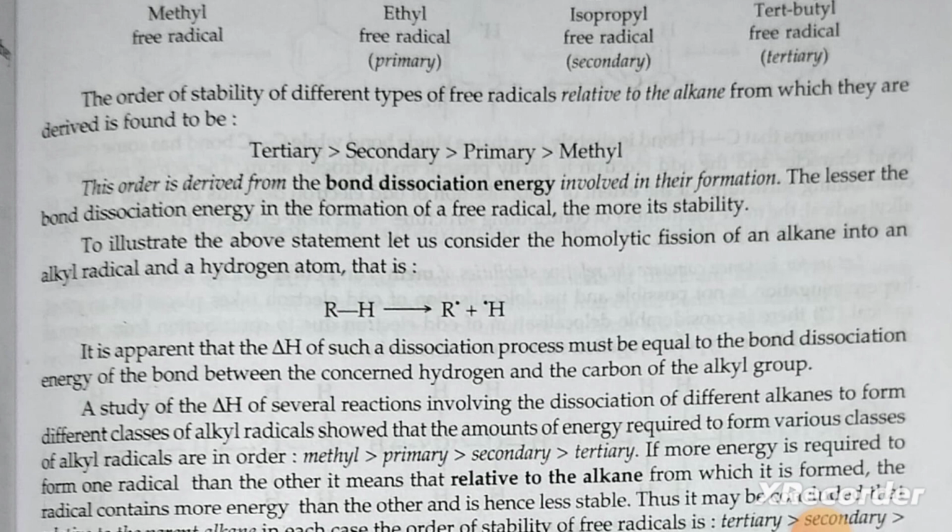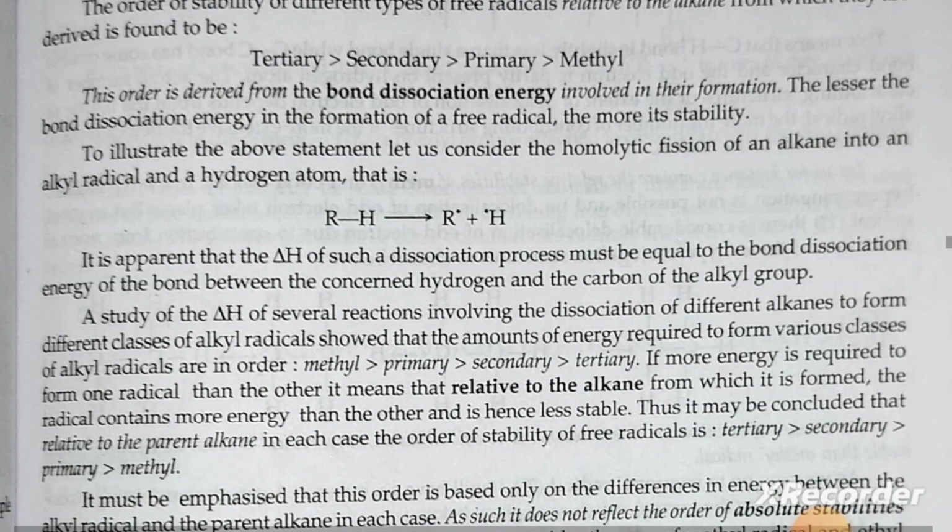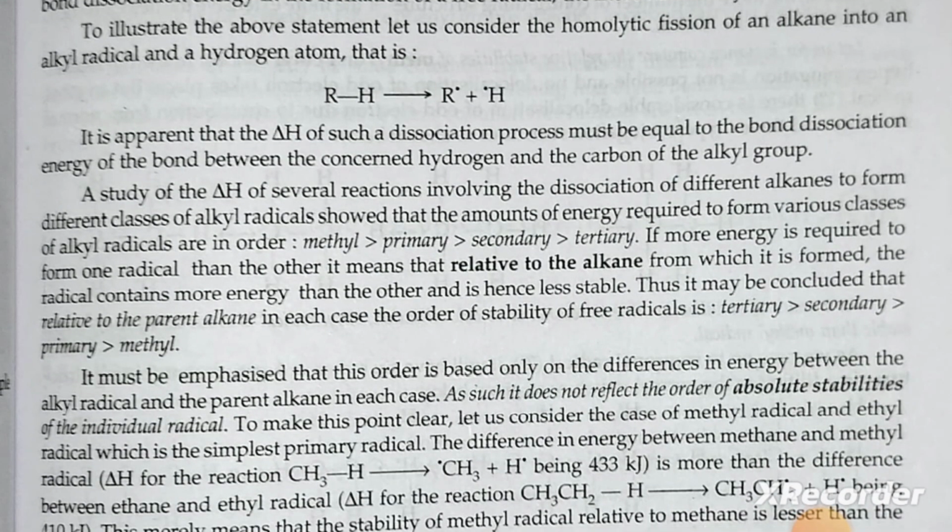If more energy is required to form one radical than the other, it means that relative to the alkane from which it is formed, the radical contains more energy than the other and hence is less stable. Thus, it may be concluded that relative to the parent alkane in each case, the order of stability of free radical is tertiary greater than secondary greater than primary greater than methyl.